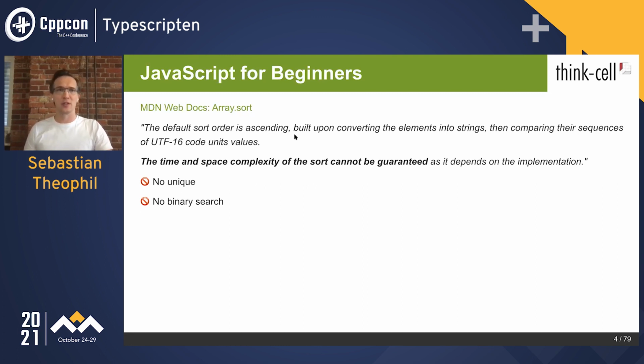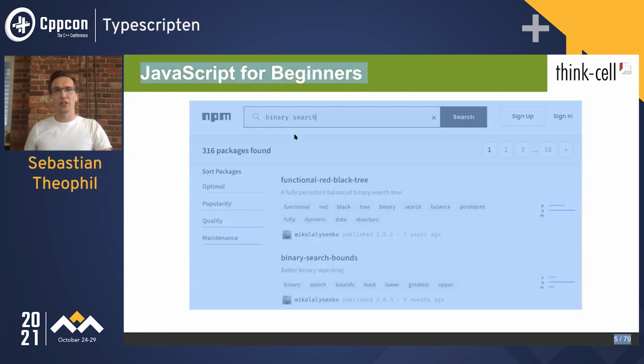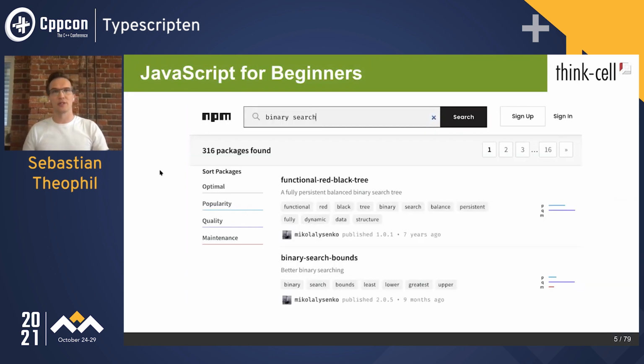Now, sorting is weird, but to make matters worse, there's also no make unique algorithm, and there's also no built-in binary search. Now, of course, the experienced JavaScript programmer would say, well, that's not a problem. I just go to the npm repository and look for a nice binary search implementation. So I did that. I looked. I looked for binary search in the npm repository. There are a surprising 316 results.